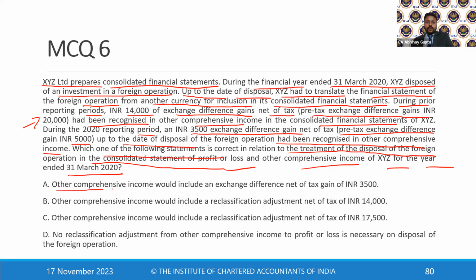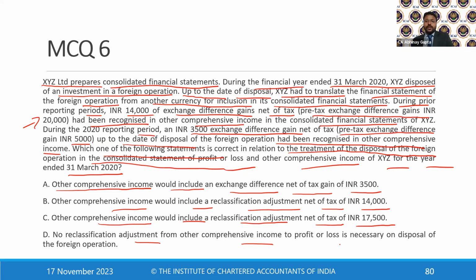Number one, other comprehensive income would include an exchange difference net of tax 3,500. Other comprehensive income would include a reclassification adjustment net of tax of INR 14,000. Other comprehensive income would include a reclassification adjustment net of tax of INR 17,500. No reclassification adjustment from OCI to PNL is necessary on the disposal of the foreign operation. So A, B, C, or D. What is the correct answer?